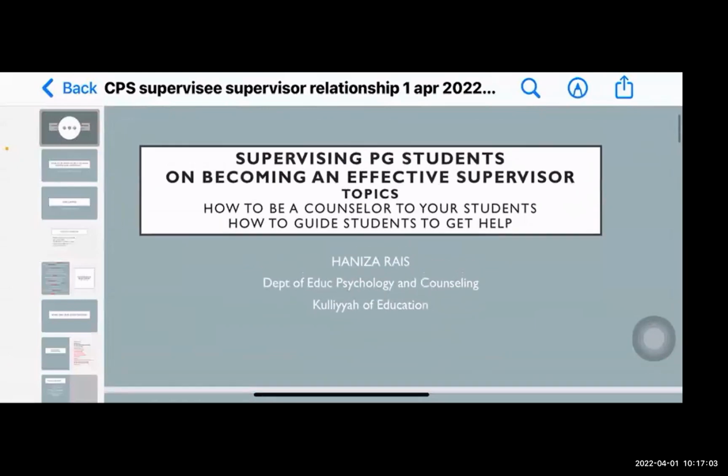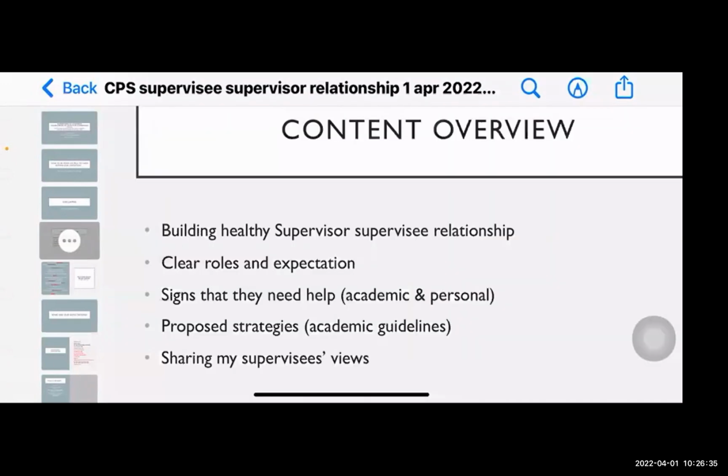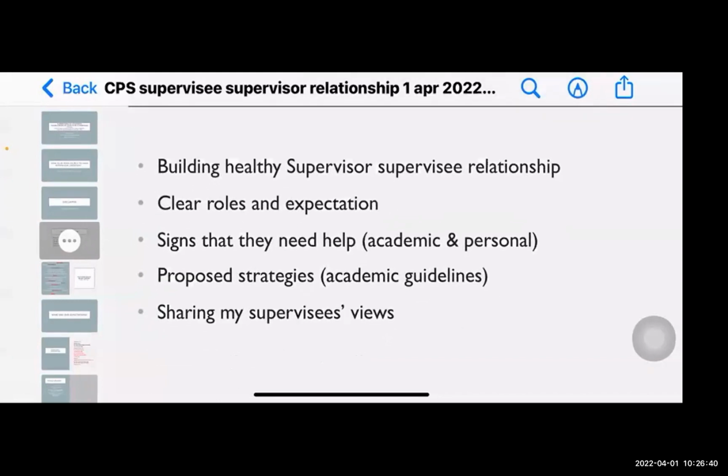Okay, my slide is a very simple slide, but like I said, the focus would be on supervising PG students. I personally think the reason we have this slot is because we want to become effective supervisors. Topics given to me: how to be a counselor to your students, and how to guide students to get help. Personally, I think the most important thing for us is to start with building a healthy supervisor-supervisee relationship. And I tell you, this is not easy.